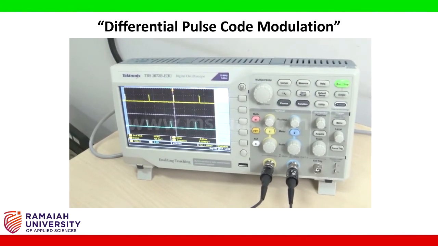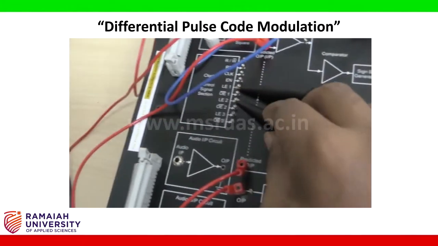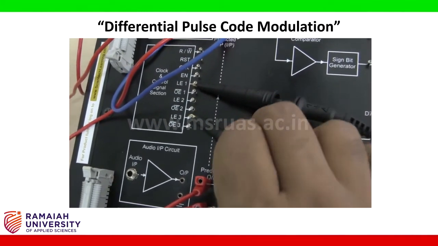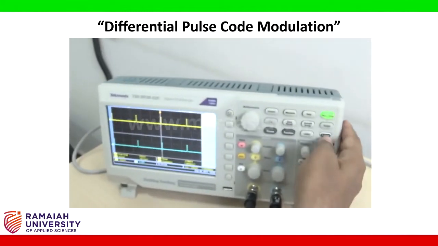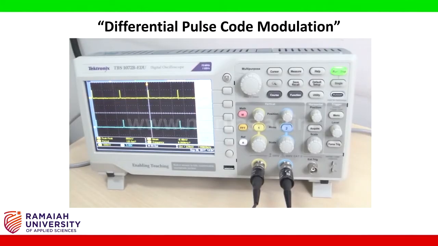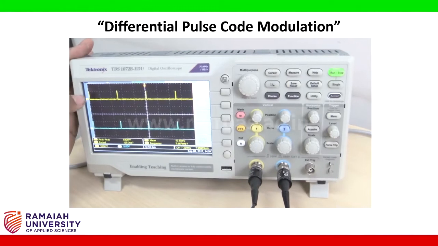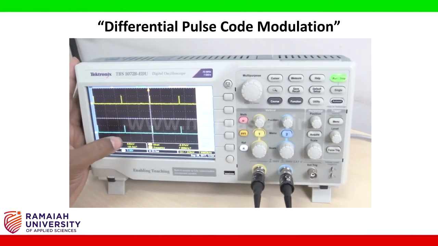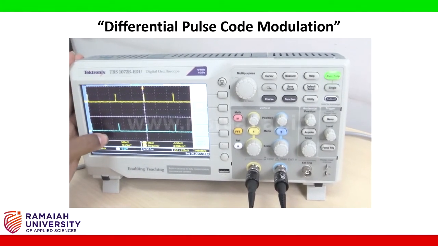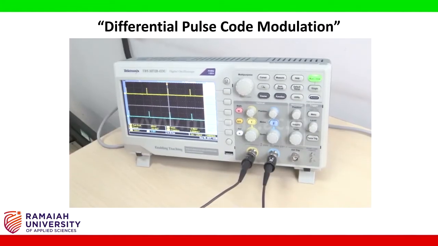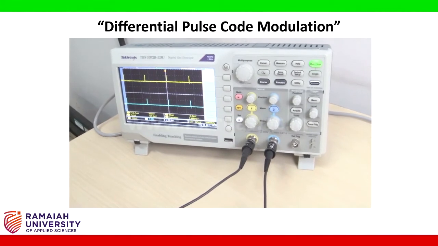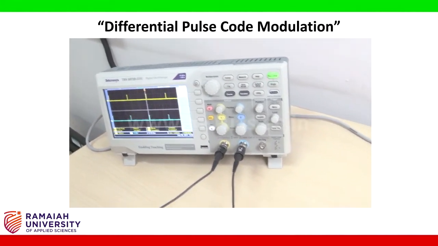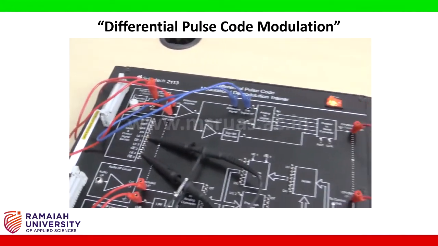Again you can see for LE3, removing it from LE1 and connecting it to the LE3 and again pressing the auto set button. Now I am showing the LE1 and LE3 waveforms, which are almost the same. These are the clock waveforms which we can observe out of this experiment, and this completes the experiment.